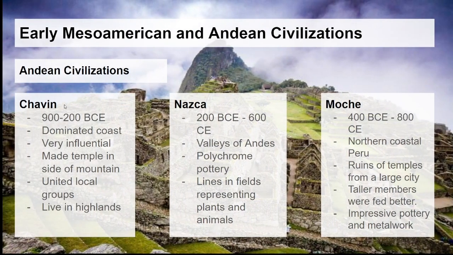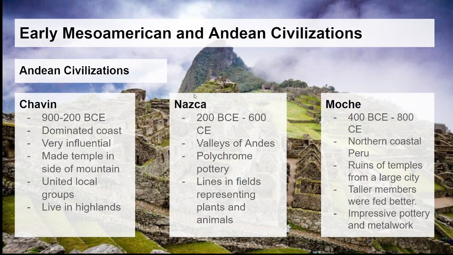And then Andean civilizations. You have Chavin from 900 to 200 BCE, which dominated the coast and was very influential, and they made a temple in the side of a mountain. Those ruins are what were found. This society united local groups together. It was the first unification of different local groups in South America. And they lived in the highlands, the Andes Mountains.